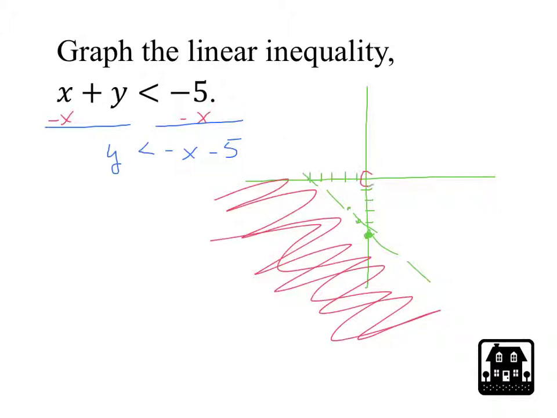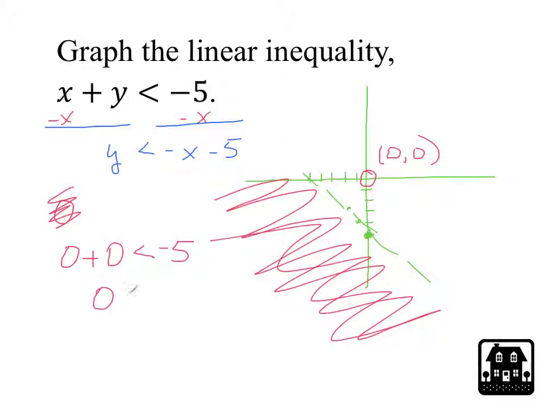As you know, I like the test point 0, 0. So we're going to plug that in. Actually, let's plug it into our original equation. That means if we made a mistake moving from here to here, we'll catch it. So x equals 0, y equals 0, that should not be less than -5.